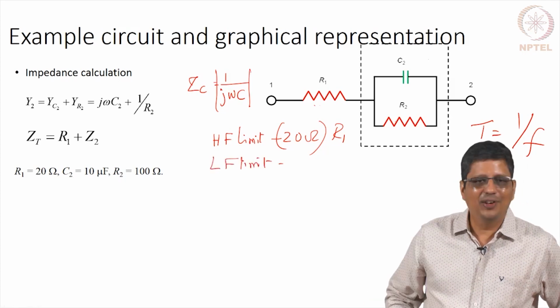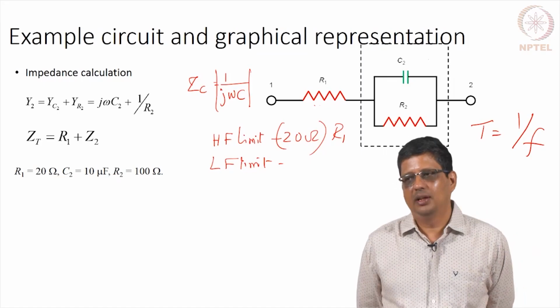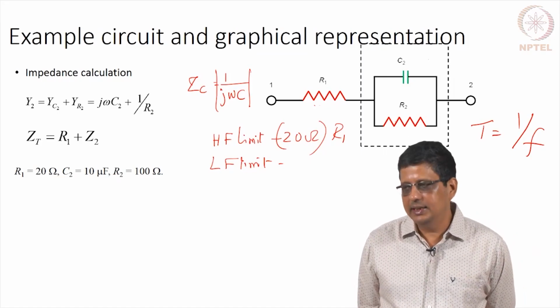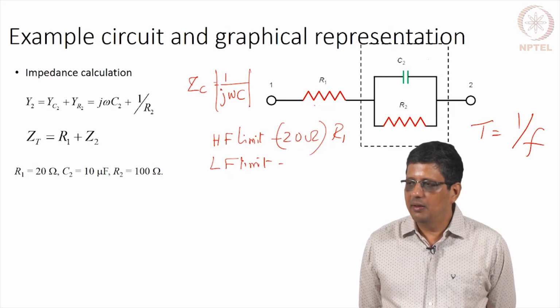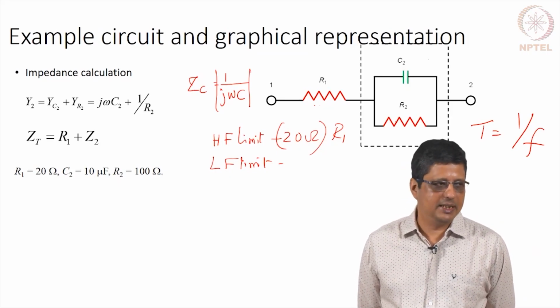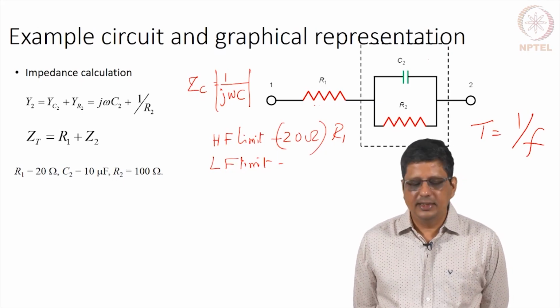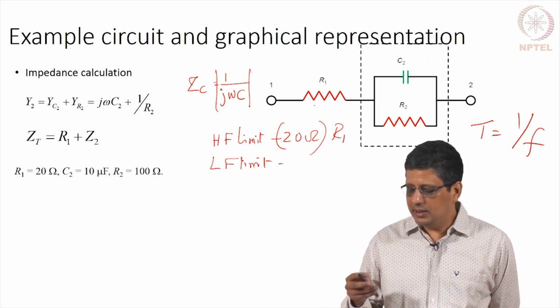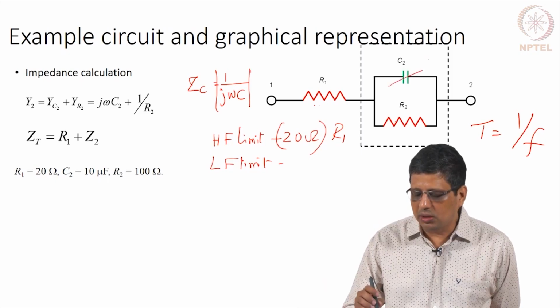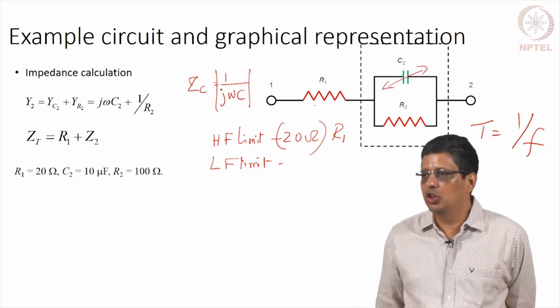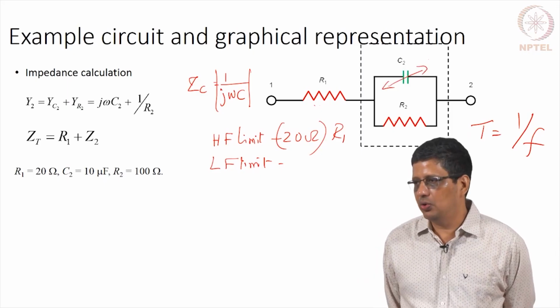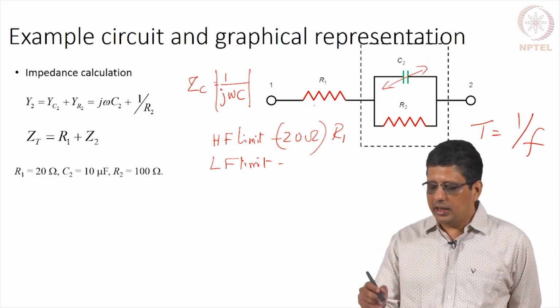Now I would like you to guess what we would see at low frequencies. When I say low frequency, let us say 1 hertz or 0.1 hertz. At this level, what will happen to the impedance of the capacitor? When omega is very small, Zc is going to be large. That means this is basically going to block. At low frequency, it is not going to be offering any pathway for current to go through. All the current has to go through this.